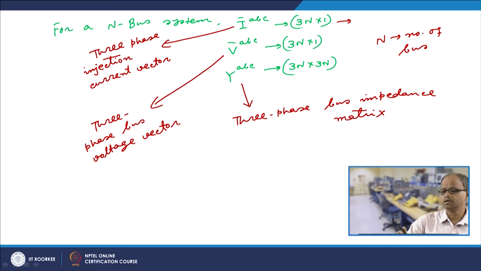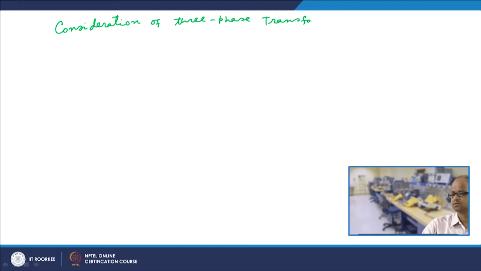So, the next is the consideration of transformer in the Y bus matrix. So, the next step is consideration of 3-phase transformers in Y bus.